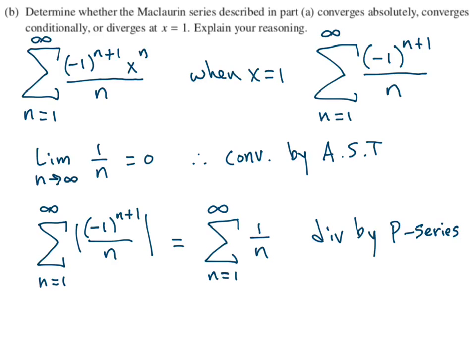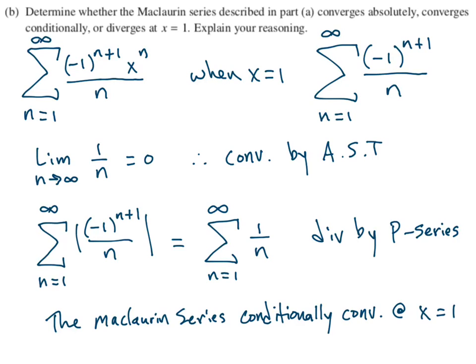So the series diverges when it's 1 over n, but the alternator speeds it up just enough that it's going to make it converge. So since one worked and the other didn't, this Maclaurin series will conditionally converge at x equals 1. Conditionally because the alternator is what made it converge.